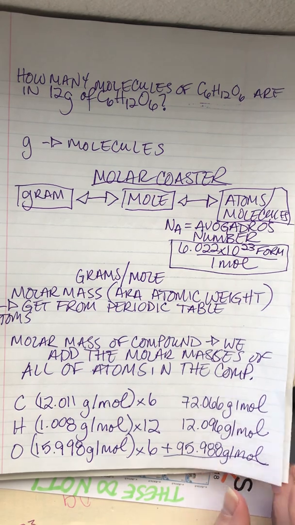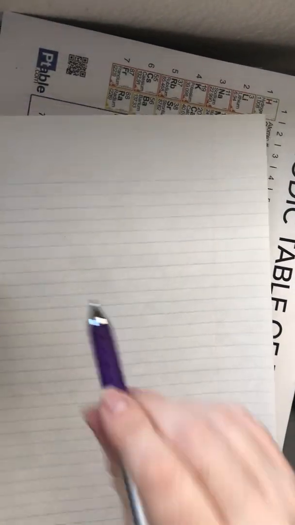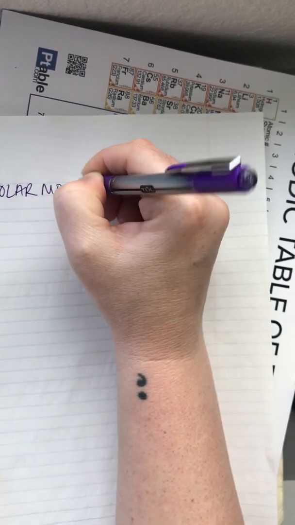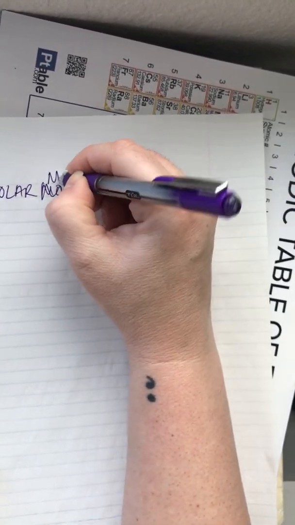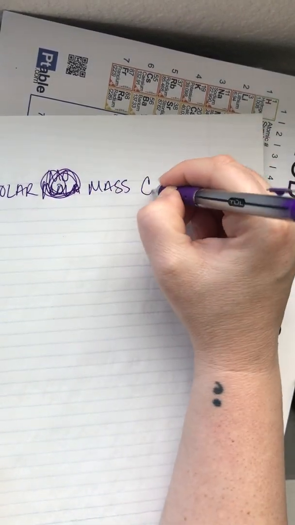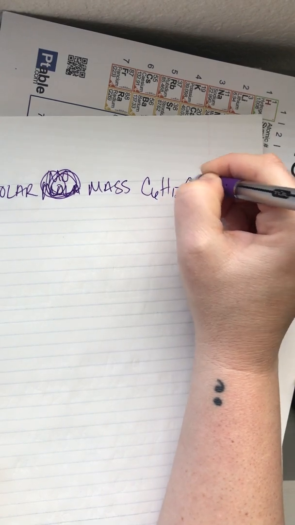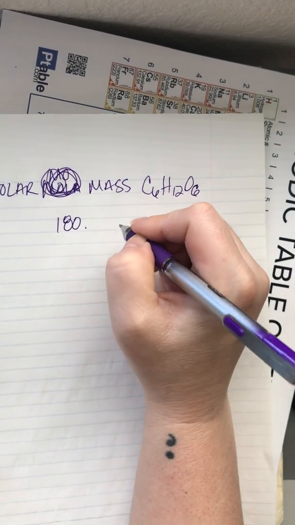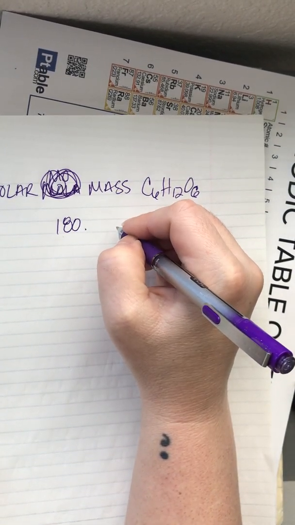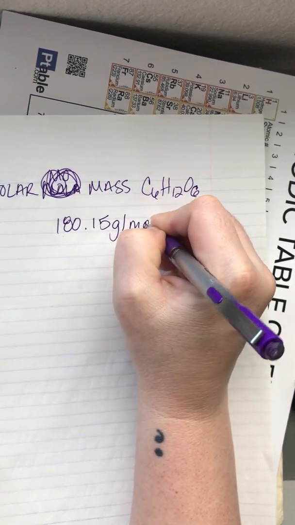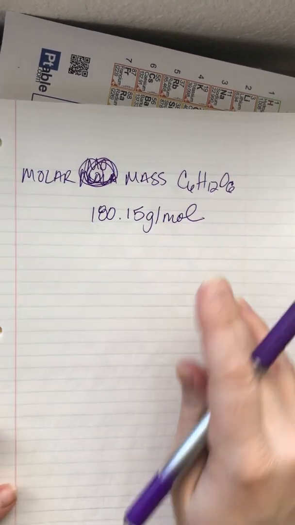I got 180.15. Anybody else want to back up Jessica on that? I got the same. Cool. So we've got the molar mass, there it is, is 180.15 grams per mole. Perfect, right?